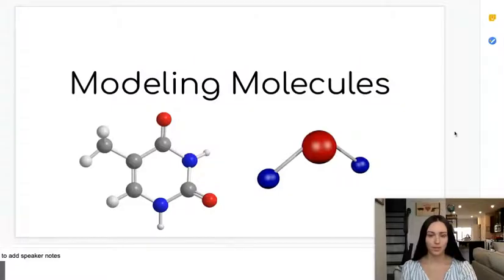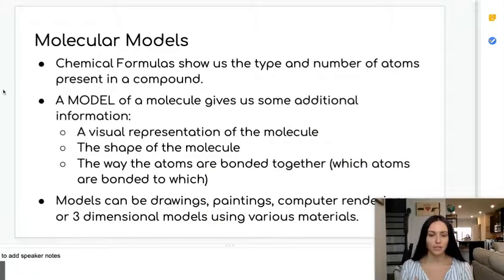Hello. Today we will be discussing the modeling of molecules. As we know in science, we often create models to represent things that we can't see or that are more abstract. For that reason, we use models to represent molecules, which are too small for us to see.